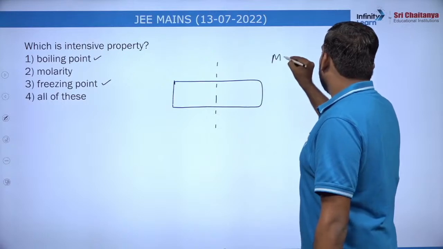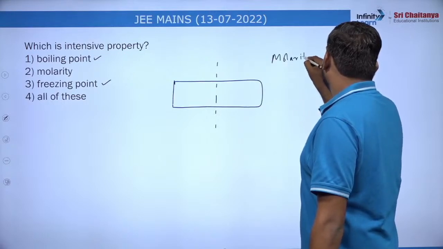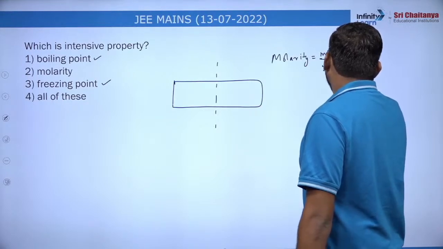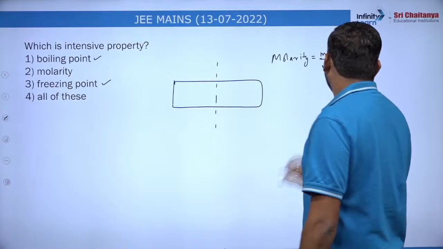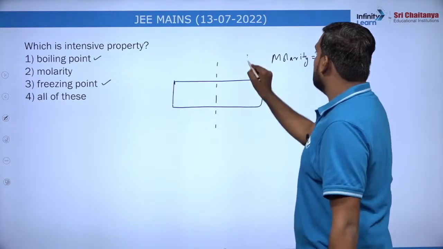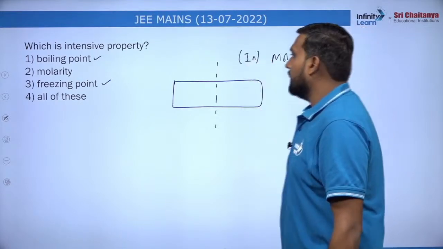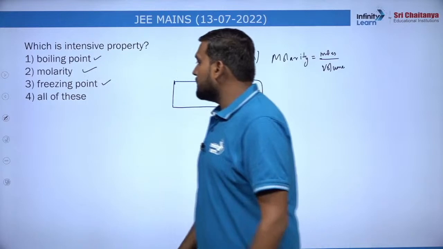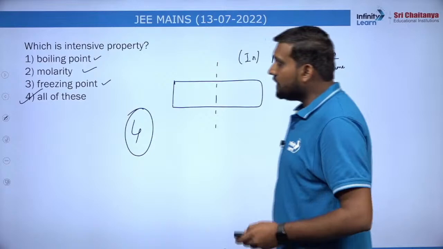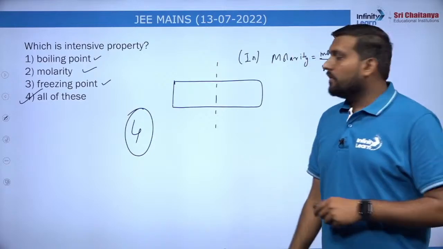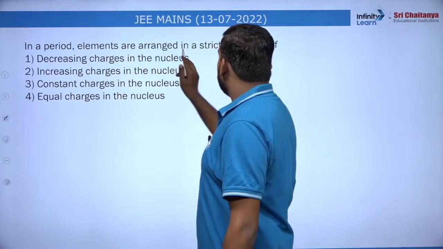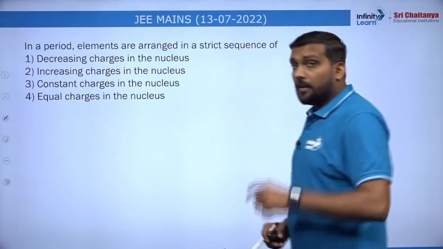Talking about molarity, what is basically molarity? Molarity is basically moles upon volume, and remember the ratio of two extensive functions is always intensive, and mole is extensive and volume is also extensive, so this function is also intensive, no doubt in that. So all of them are intensive properties, so the correct answer will be option number 4. So this is the correct answer of this question. Moving to the next question. In a period, elements are arranged in a strict sequence of, so in a period it is asking.